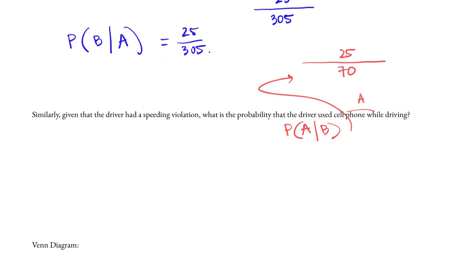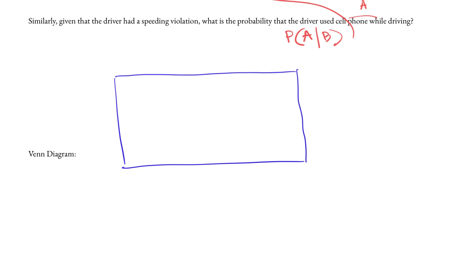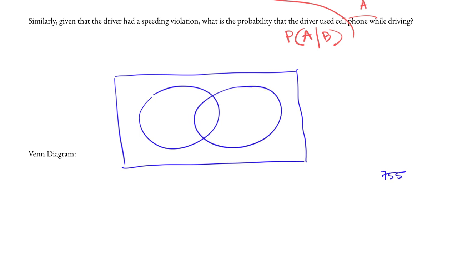We can also solve the conditional probability using the Venn diagram. Using the Venn diagram, we first draw a rectangle that represents the entire sample. In this case, there are 755. And then we draw one circle to represent one event. There are two events that we are interested in. A is the event that the driver used cell phone while driving, and B is the event that the driver got a speeding violation. What they have in common, meaning the part that they use cell phone while driving and get a speeding violation, is 25. This is the intersection between the two events. This is what they have in common. This is the overlapped part in the Venn diagram.